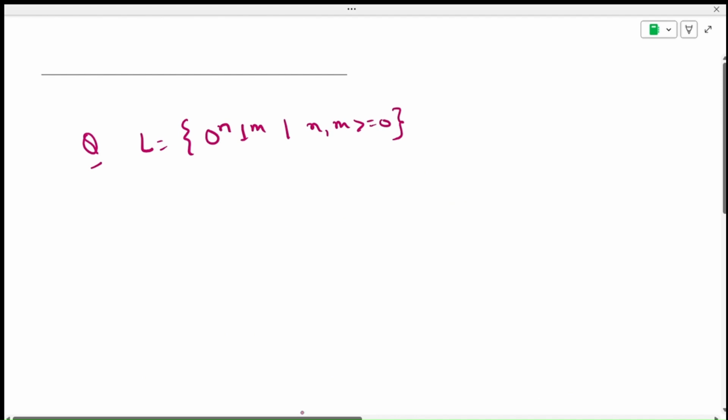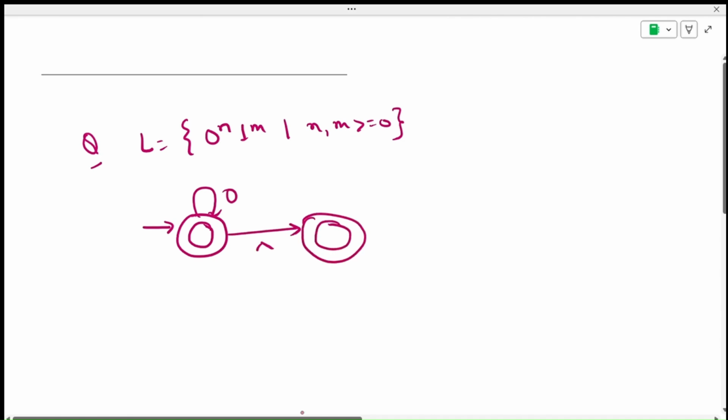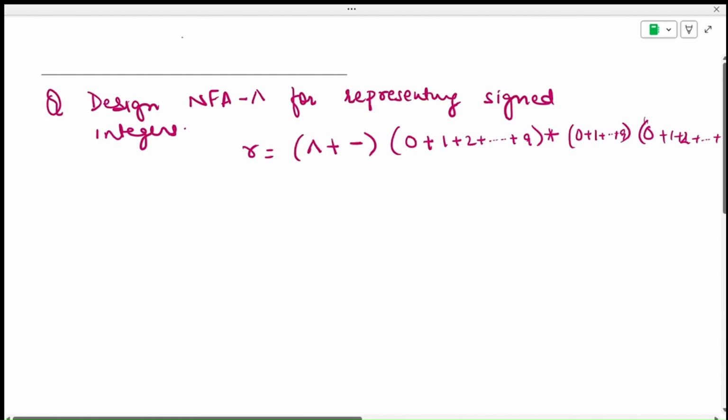Now, how can I make this diagram? 0 any number of times. Take a null, move to the next state, and make this also a final state. 1 any number of times. Now this is a non-deterministic finite automata with null transition. We need to make the diagram for this. This is one of the applications of non-deterministic finite automata with null transition.